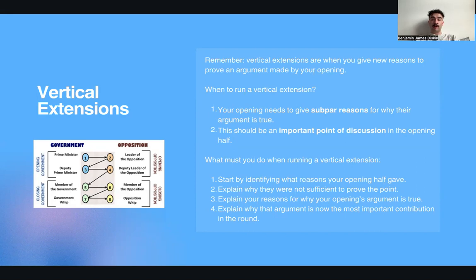So the second thing you need to ensure is that, provided your opening has not given great reasons, in your opinion, for why an argument is true, you also need to ensure that it is an important point of discussion in the opening half. And if it is not, you need to be able to make it an important point of discussion. What this really means is that you need to be able to explain why this was a very important argument, but it was not made well enough for you to credit it.